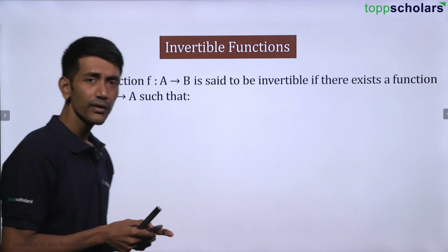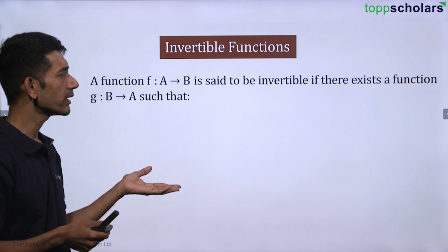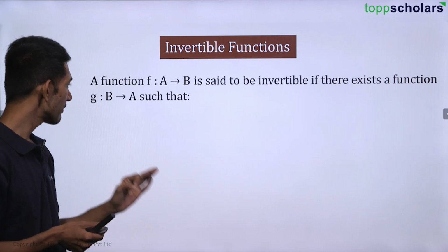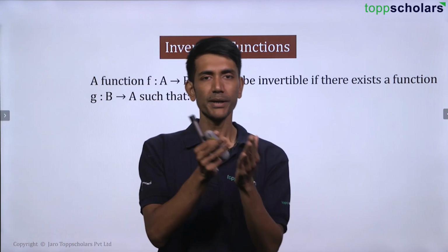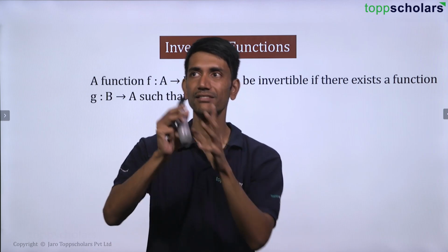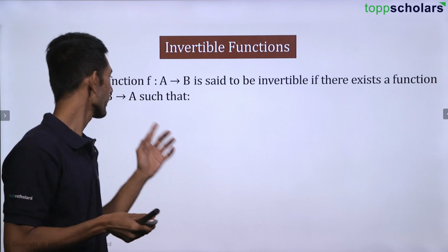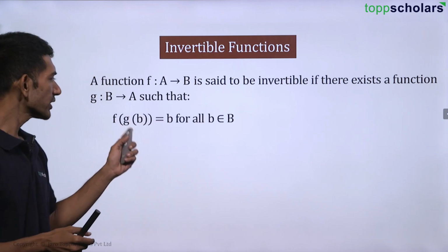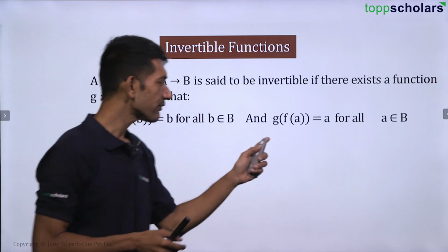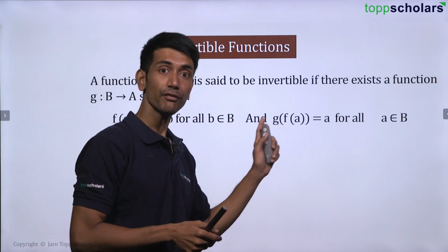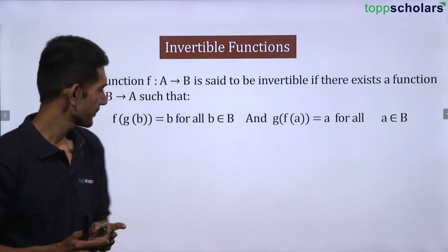Now let us talk about invertible functions. A function f from a to b is said to be invertible if there exists a function g from b to a. See, the function is from a to b, and if there is a function from b to a, that is from the second set to the first set, such that f of g of b is equal to b for all b belonging to b, and g of f of a is equal to a for all a belonging to a.